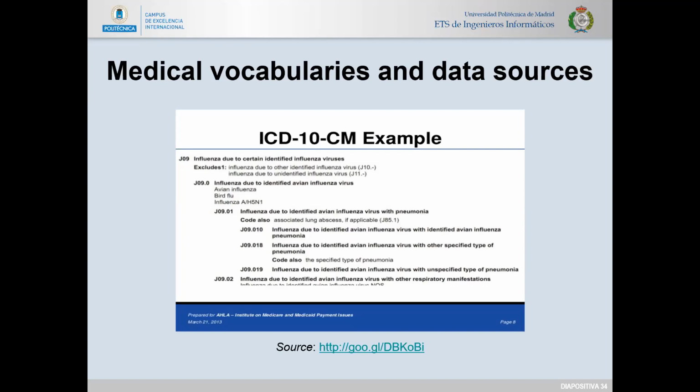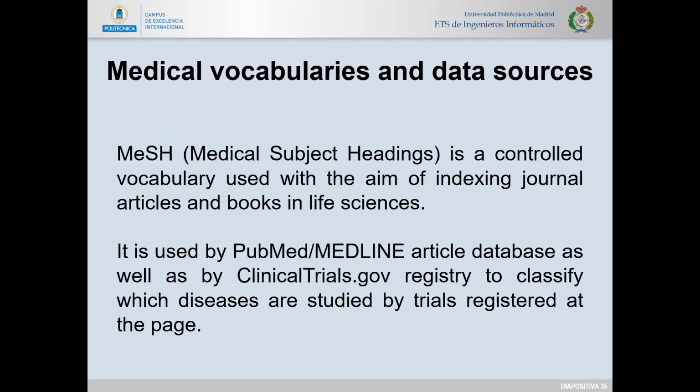For example, you have influenza, general influenza identified by the avian influenza virus, and they have several types within, for example with pneumonia, and so on. It's classified basically in a hierarchy that goes from the general to the specific, in the child nodes.